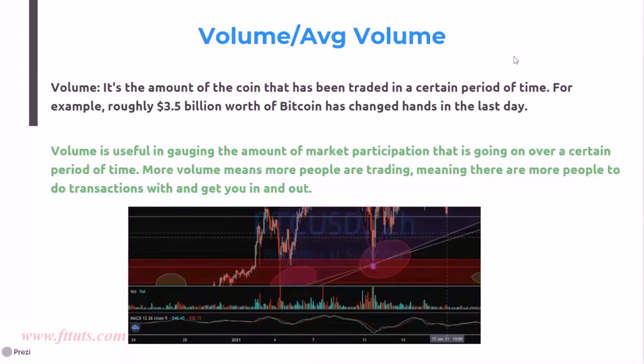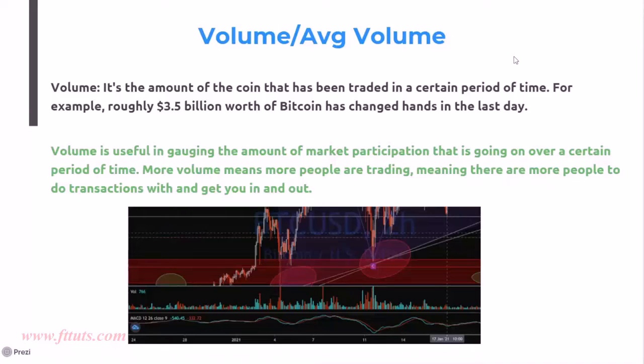So now we're going to get into volume and average volume. If volume isn't something that you understand in trading, this is going to be very eye-opening for you, because with volume you're basically seeing market participation. It's the amount of coin that has been traded in a certain period of time. For example, roughly 3.5 billion worth of Bitcoin has changed hands in the last day. So that's how much Bitcoin has been traded.